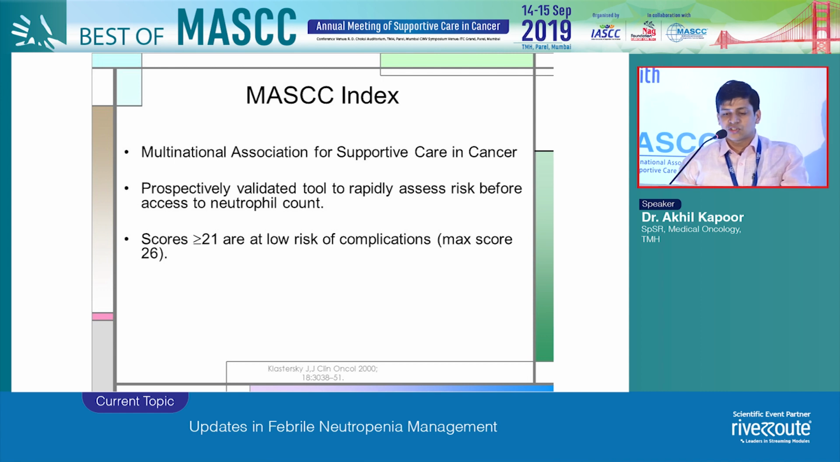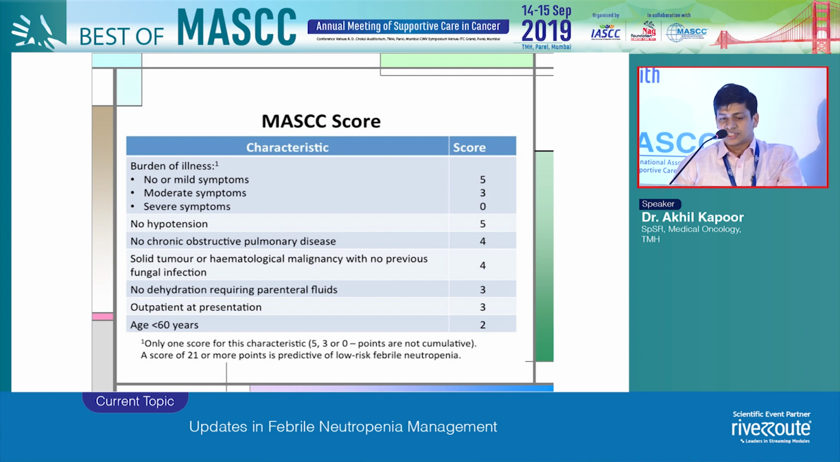Om sir has already highlighted the use of the MASCC score. It is a prospectively validated tool to rapidly assess risk before assessing the neutrophil count. Patients with a score of more than 20 are at low risk of complications. This score includes burden of illness, presence of hypotension, COPD, whether the patient has a solid or hematological malignancy, whether the patient is an outpatient or needed inpatient admission, and whether the age is less than 60 years.